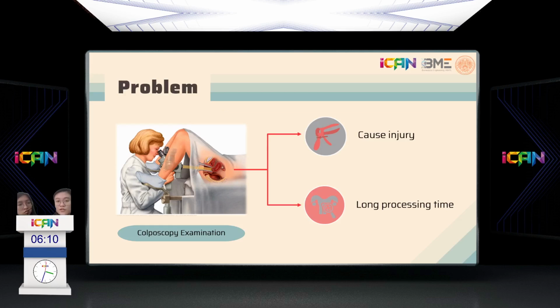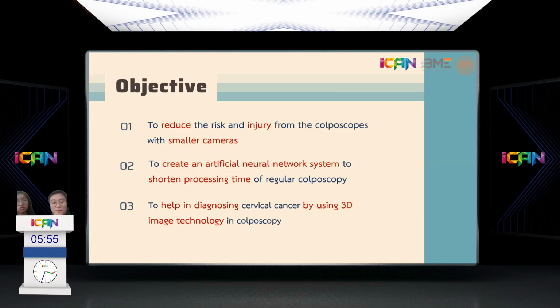So we want to solve this problem and have an idea to create the 3D ColpoEye system, which is a 3D endoscope with an artificial intelligence system. And these are our objectives. First is to reduce the injuries by using a small endoscope. Second, to shorten the processing time by creating an artificial neural network system. And the last is to increase the efficiency of diagnosis by using 3D image technology.